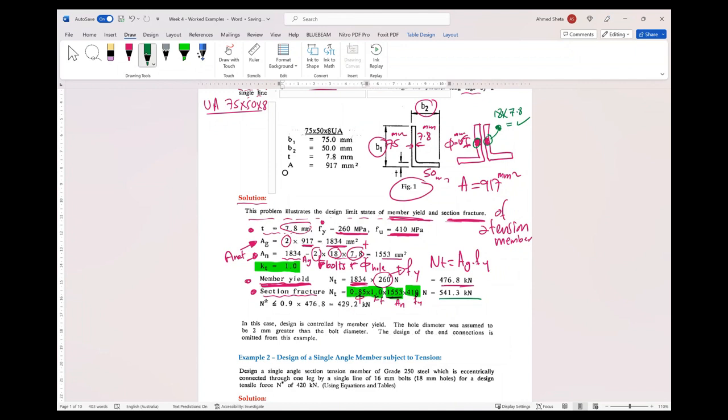So which one do we take? What is the maximum design force, or the maximum capacity of this member? Will we take the smaller or the larger? What do you think? Smaller? Smaller, yes, because the smaller will be safe for both cases. So the final design force will be 0.9, which is phi for a tension member, times the smaller value of NT. The final result of this example is 429.2 kilonewton.